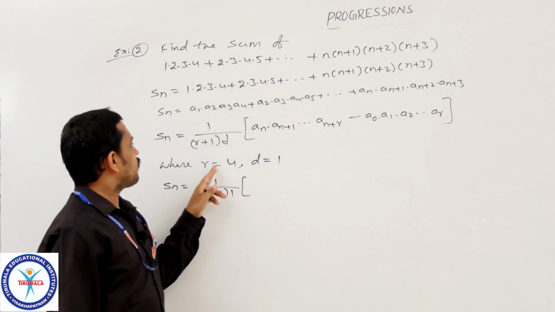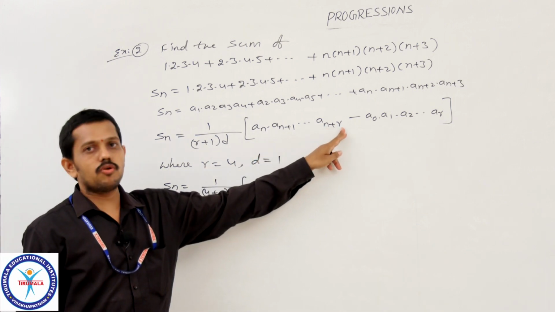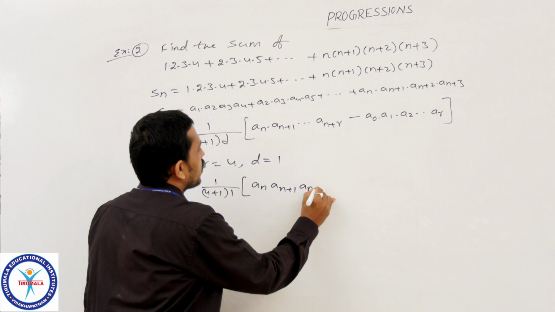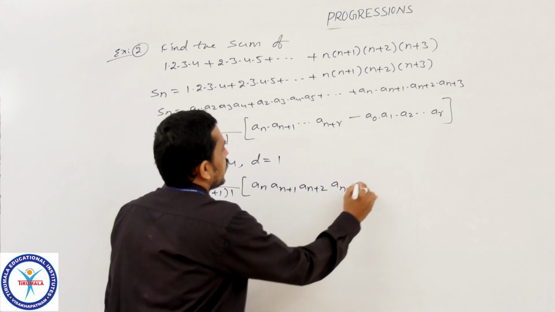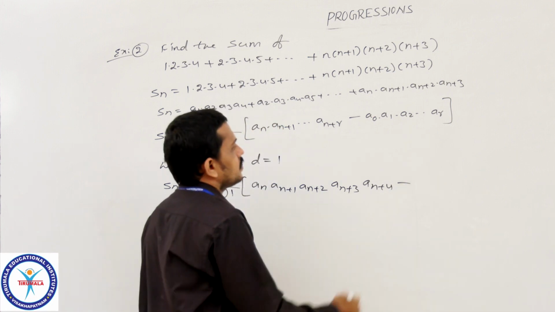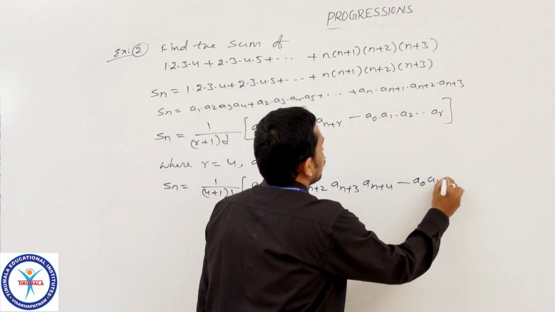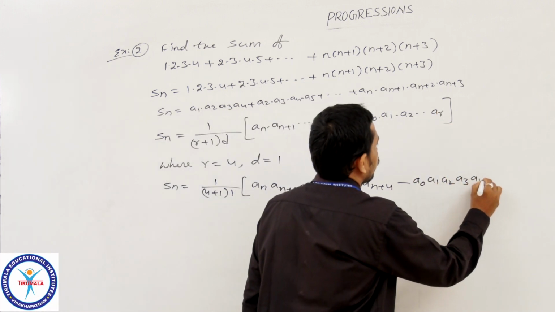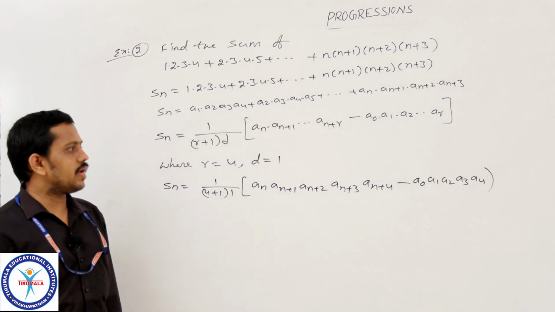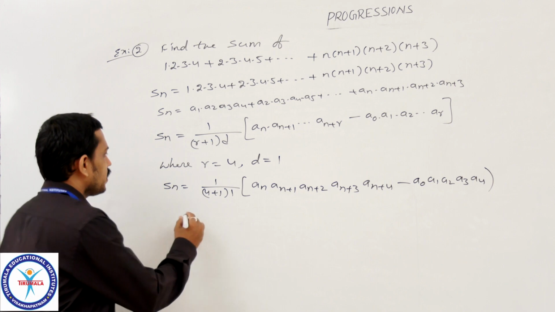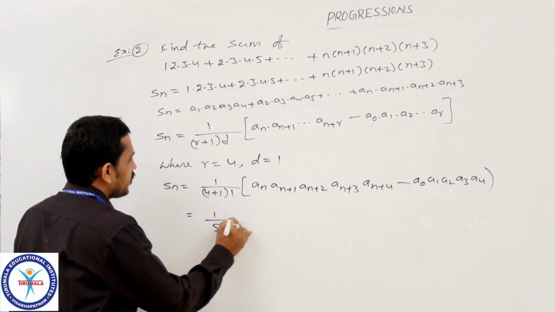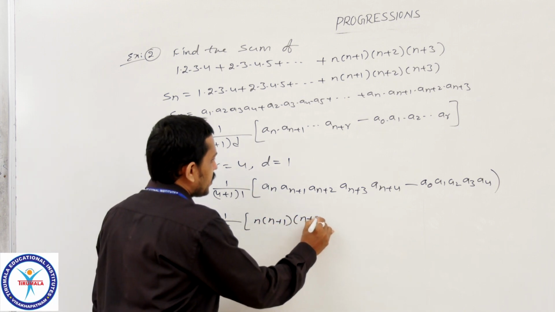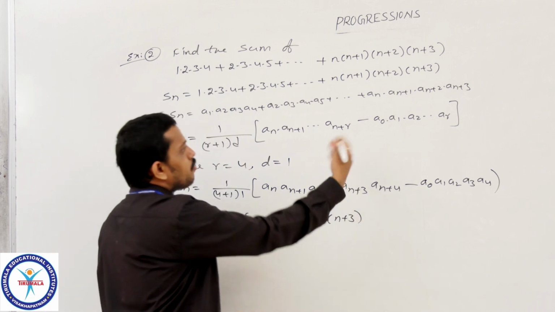an+1. So, here what is r? 4. So, n plus 4, up to n plus 4 we will consider. So, an+1, an+2, an+3, an+4 minus a0, a1, a2, a3 and a4. So, a0 into a1 into a2 into a3 into a4. So, this is equal to 1 by 5 into n into n plus 1 into n plus 2 into n plus 3, here one more term is added.